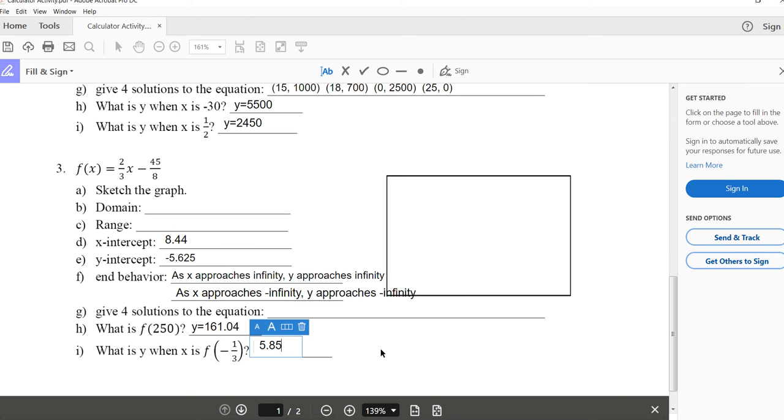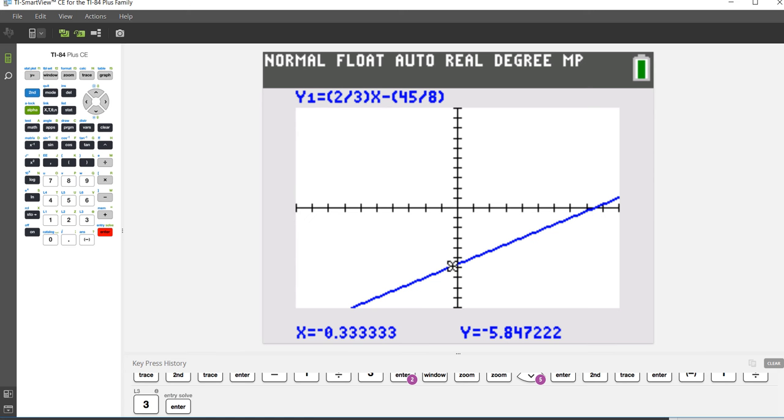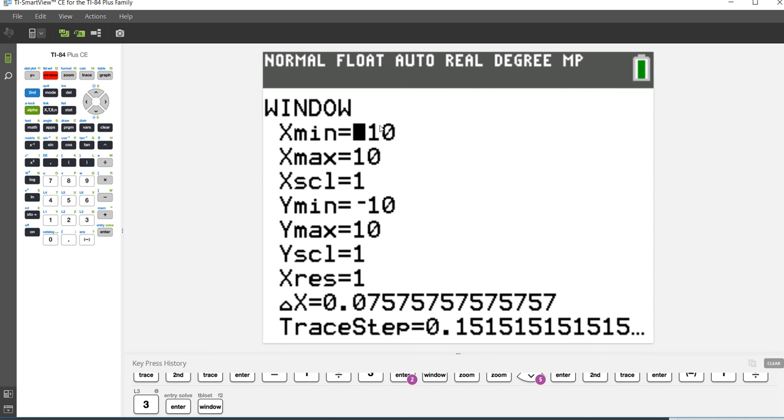All right, hope this video was helpful to you. When you go to graph it, please make sure you include how much each tick mark is worth in the x direction and how much each tick mark is worth in the y direction. Use your scale for that. So window, x min is -10, x max is 10. Each tick mark here is 1. That's what x scale means. -10 for the y min, 10 for the y max. Each y tick mark is 1. That's what y scale means.